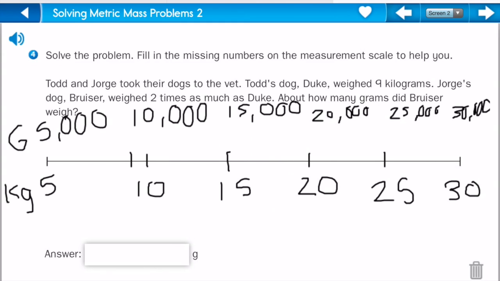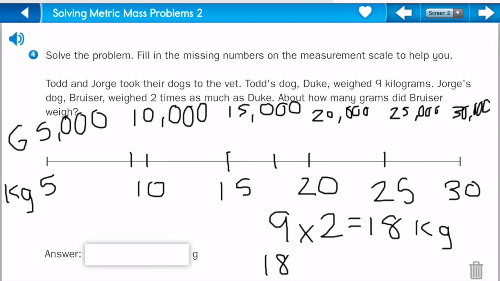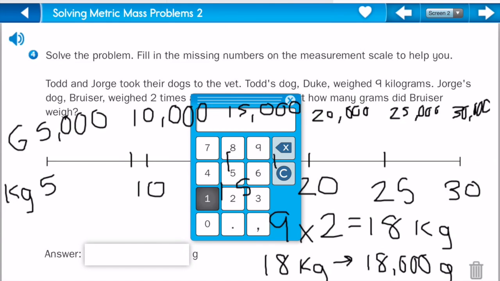So that's how much he weighs. He weighs about 2 times as much, so we need to take 9 times 2. What is 9 times 2? Yep, that's right. It equals about 18. Now we need to convert 18 kilograms into grams. If we look on here, it'd be about right here. So if we convert 18 kilograms to grams, it'd be about 18,000 grams. So our answer that goes in the box is 18,000 grams.